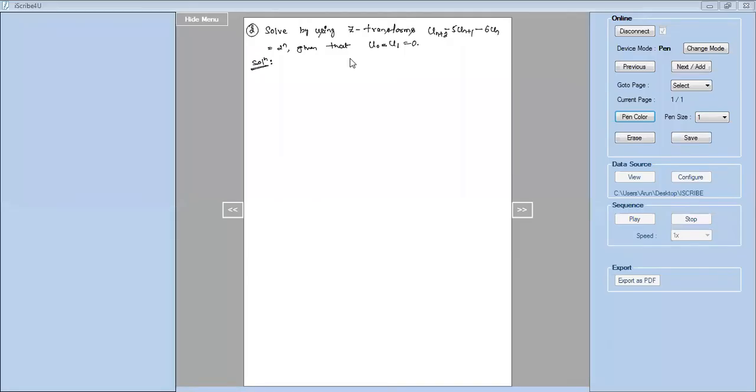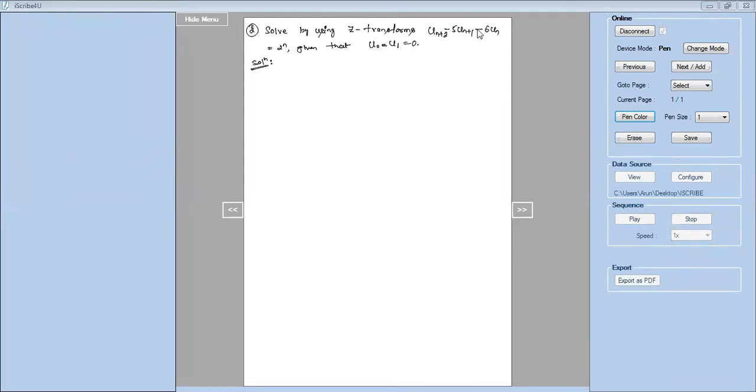Okay, so I'll take the second problem on difference equations. I'll just read out the problem. Solve by using Z transforms: u(n+2) - 5u(n+1) - 6u(n) = 2^n, given that u0 = u1 = 0. So u0 = u1 = 0 is the initial condition of the problem.